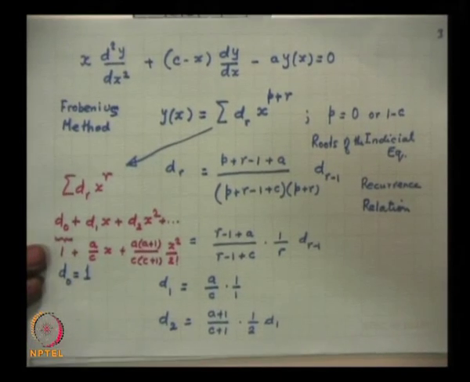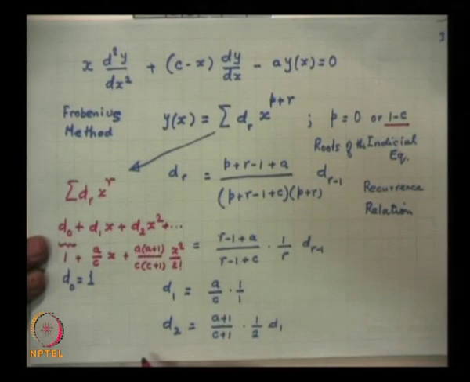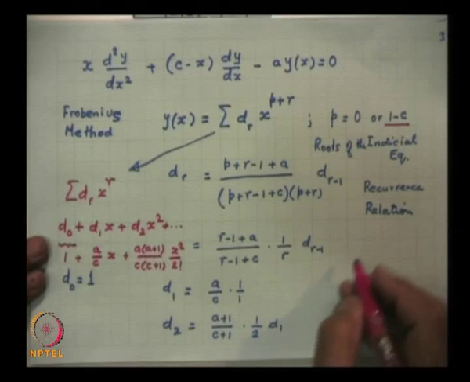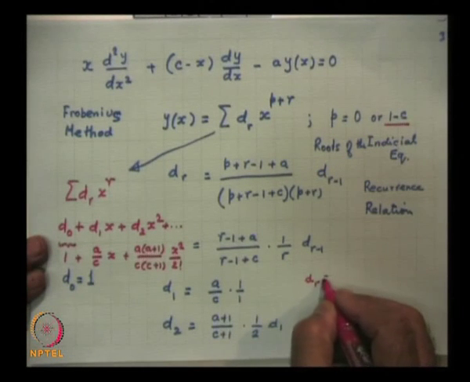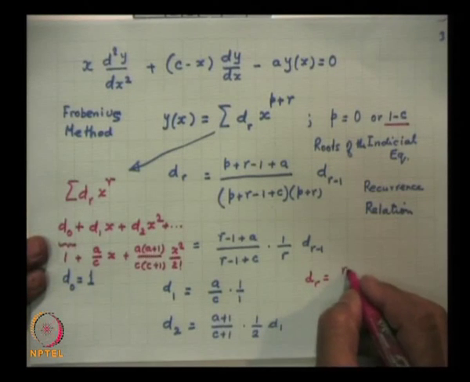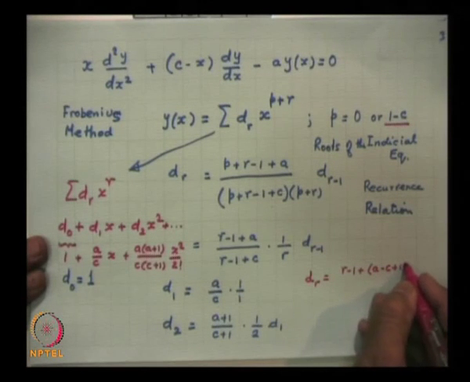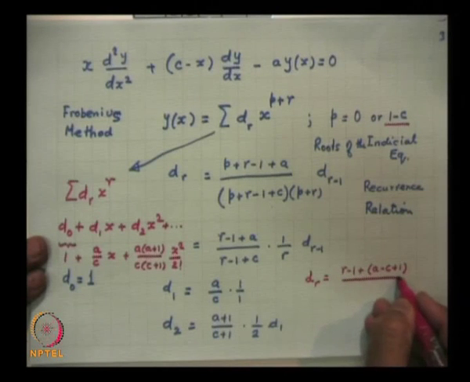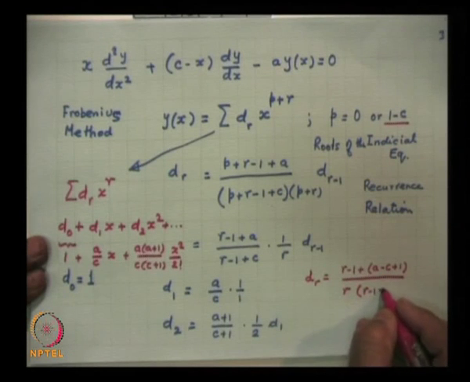Now, I go back to my recurrence relation, which I had written down here, and I now assume p equal to 1 minus c. So, if I assume p equal to 1 minus c, then I will have d_r equal to, please see this equation, r minus 1 plus a minus c plus 1 divided by r into r minus 1 minus 2 minus c.